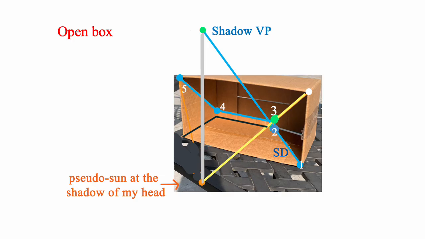This is front lighting, so the pseudo-sun is superimposed on the shadow of my head where my eyes are, and the shadow vanishing point is on the horizon. So the light comes down from behind our right shoulder. It hits this corner and then goes to number 3. But we don't know where number 3 is yet until we draw the shadow direction, which goes from the bottom corner up to the shadow vanishing point. And once it hits the edge at 2, it goes vertically up to 3, then horizontally over to this edge, and then to the corner.